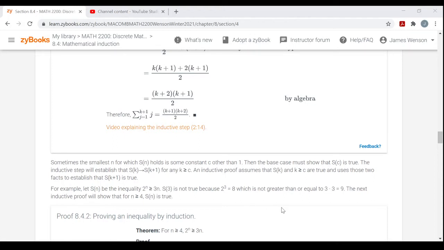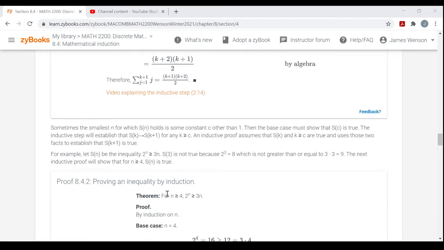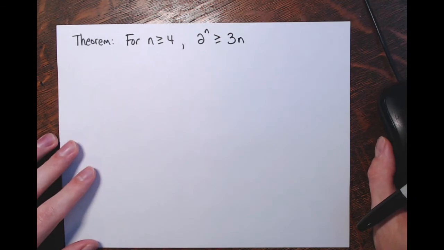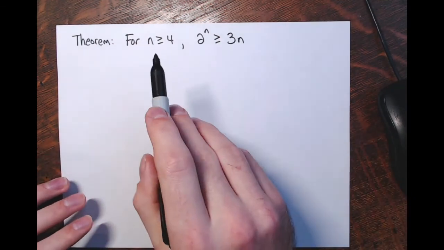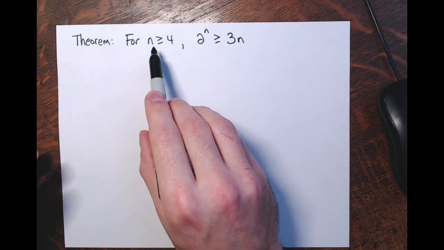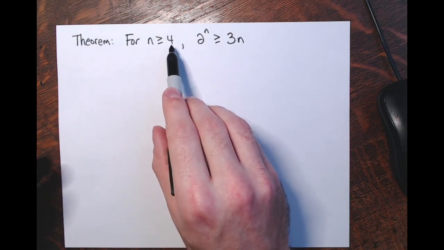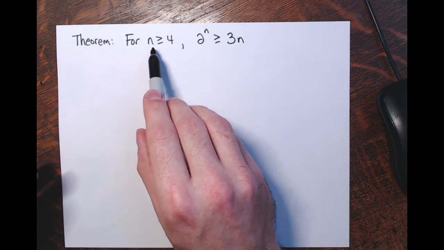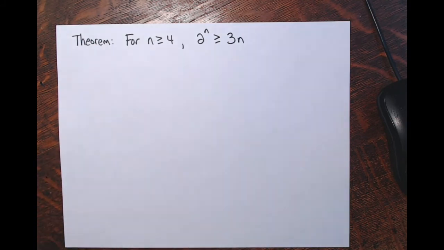All right, so I'll show you here. I'll write this out. Here we have an inequality. So again, notice, this time it's not for all positive integers. It's just for the integers greater than or equal to 4. So the base case here is not when n is 1. It's going to be when n is 4.